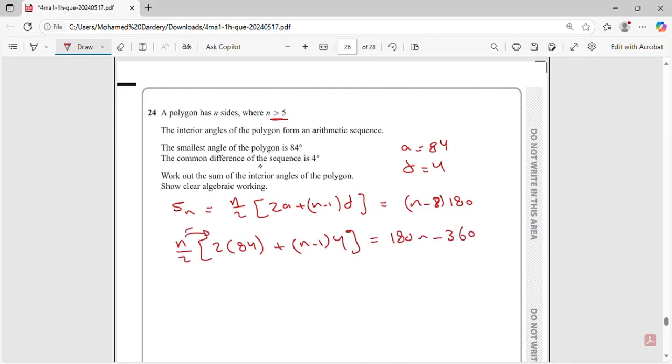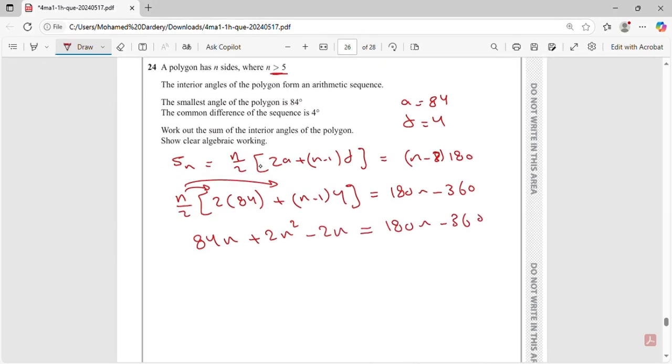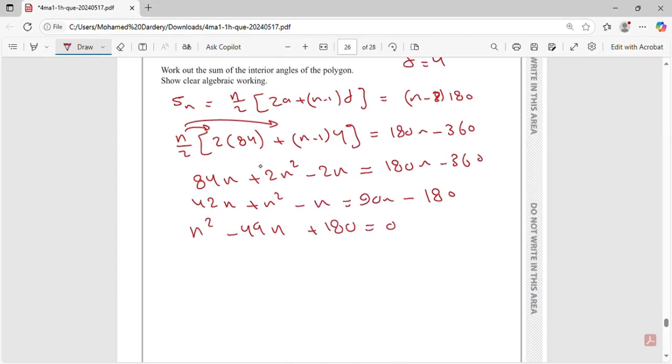Now I have to expand this, so it will be 84n, plus, of course, this is 4, and multiplied it will be 2n, so 2n to the power of 2 minus 2n, which equals 180n minus 360. Of course, we can note that I can divide all the equations by 2, so it will be 42n plus 2n power 2 minus n equals 90n minus 180. After I collect all these terms on one side, it will lead to n power of 2 minus 49n plus 180 equals 0.